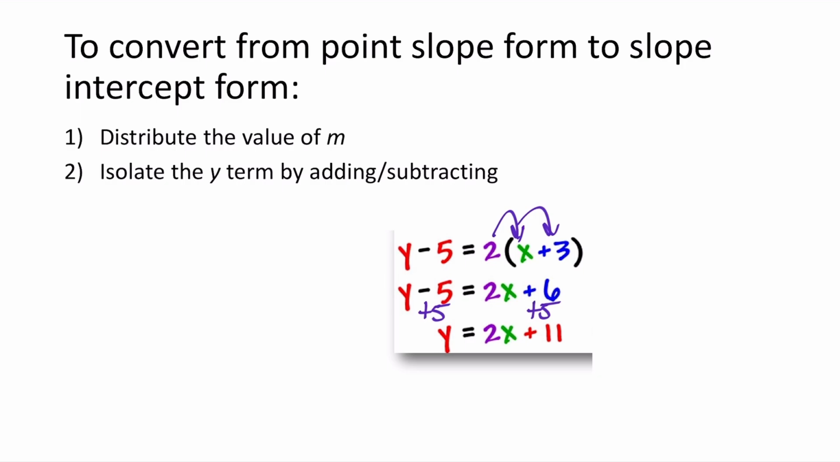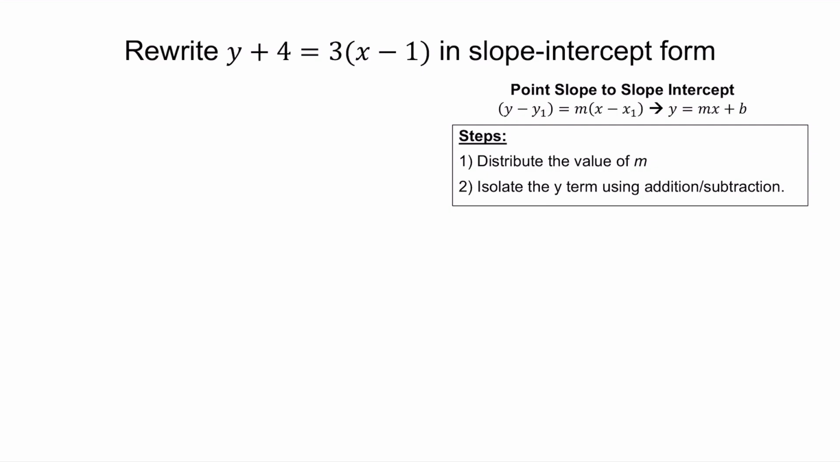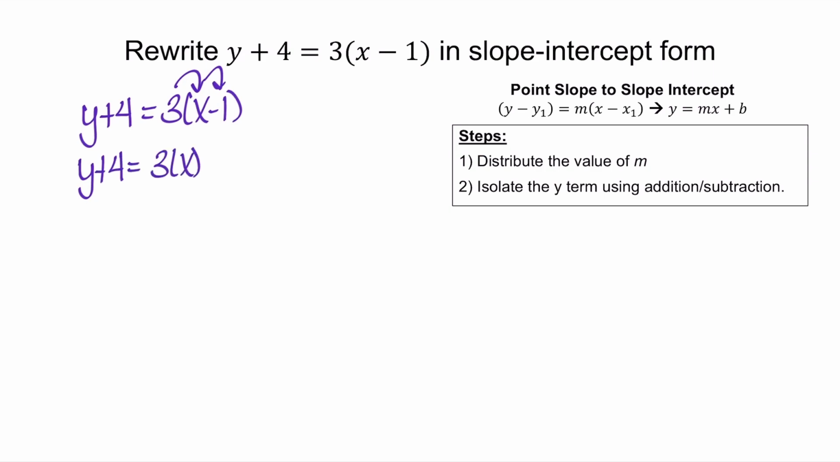Now let's try rewriting y plus 4 equals 3 times x minus 1 in slope-intercept form. So we have y plus 4 equals 3 times x minus 1. We're going to start off by distributing the 3. So we have y plus 4 equals 3 times x minus 3 times 1. Now when we simplify this, we get y plus 4 equals 3 times x, which is 3x, minus 3 times 1, which is 3.